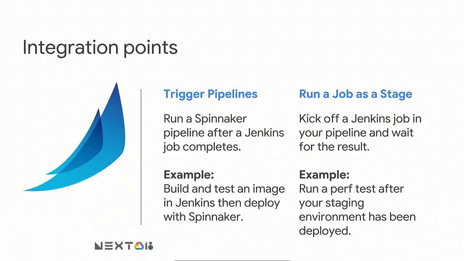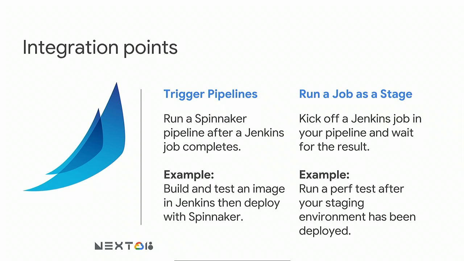There are some interfaces between Jenkins and Spinnaker. And the two main ones are that Spinnaker pipelines can be triggered by a Jenkins job. So as a Jenkins job completes successfully, Spinnaker will check it and potentially take some information from that build result and then start its pipeline with that information.